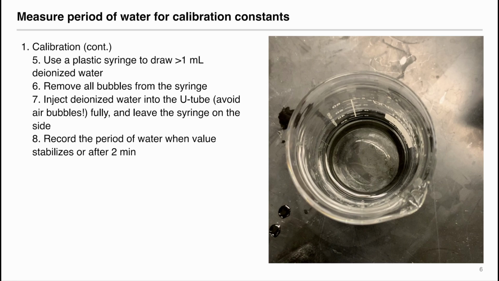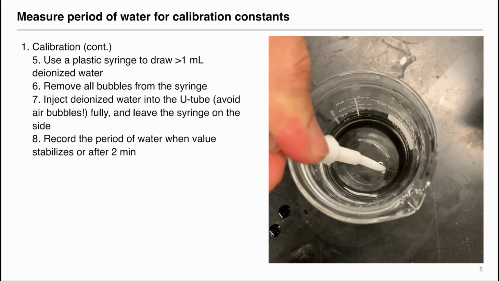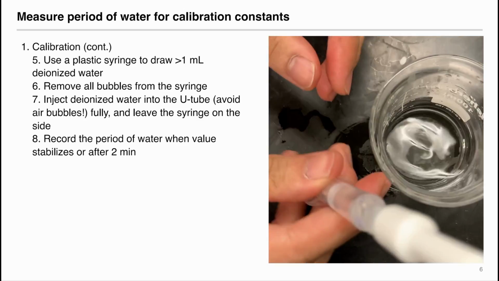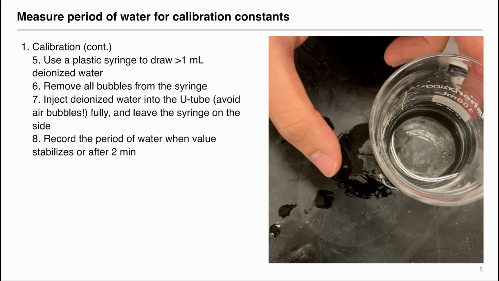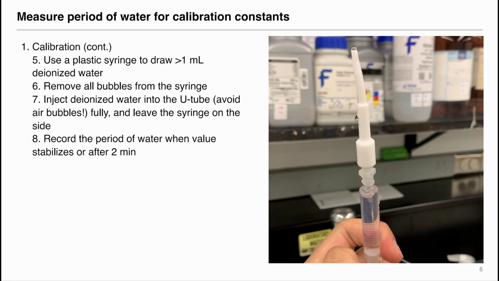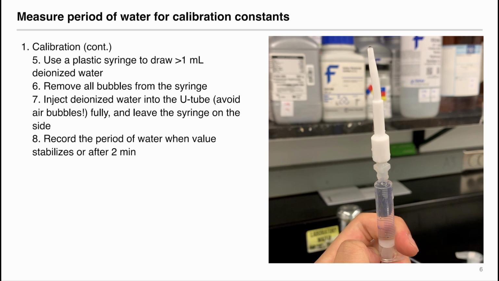We then want to measure the period of water. Use a plastic syringe to draw at least 1 milliliter of deionized water. After drawing it, we will see that there will be some air bubbles. We want to remove all the air bubbles from the syringe carefully. Remember to wear safety glasses and do not splash the liquid into your eyes.